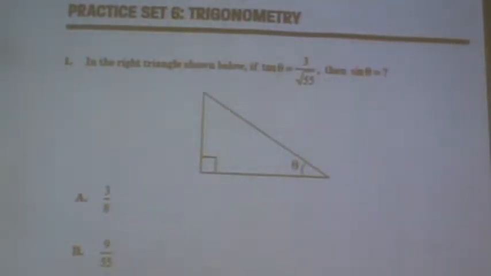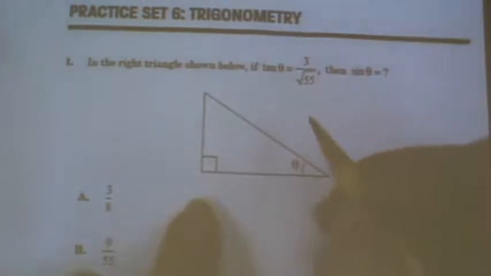You better know, for this entire test, what sine, cosine, and tangent are. Sine is side opposite over hypotenuse. Cosine is adjacent over hypotenuse, and tangent is opposite over adjacent. And you better know the Pythagorean theorem.